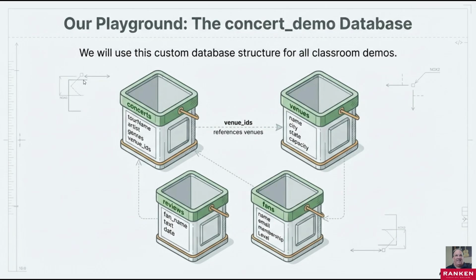So for the concert demo database, you've got concerts, which has tour name, artist, genres, venues, right? The venue has a name, a city, a state, capacity. Then you also have reviews and fans. So this all together makes up this database. Each one of these, concerts, venues, reviews, fans, are all separate collections, but they can be related. It all depends on how you structure your data to determine that relationship.